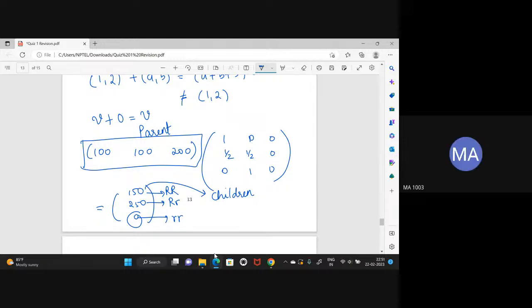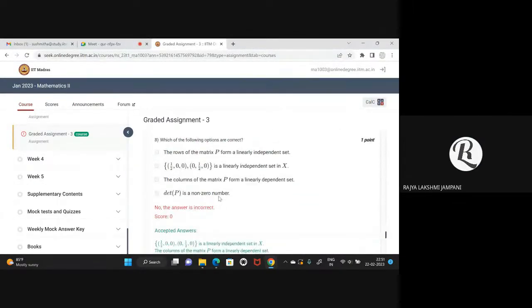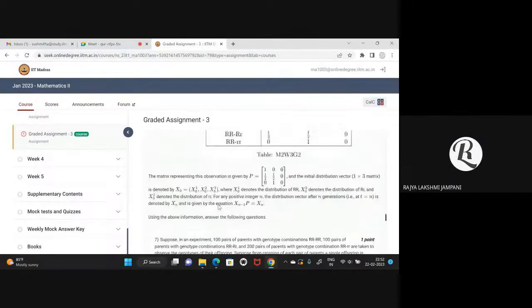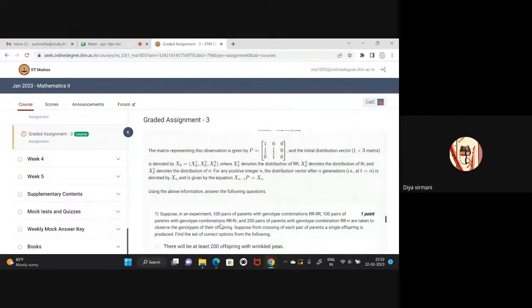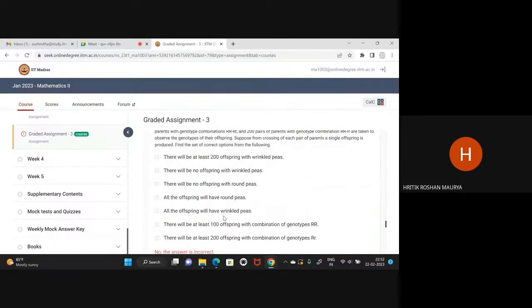If you want to go to the next generation, these will be the parents, right? I think we need to have this 150 by 2, 250 by 2, right? No, why? Because those 100 are not RR. Those 100 are RR dash RR in question 3. Ma'am, but it will still give you the capital RR, no? When it is 100 pairs, in the 7th one, yes, ma'am.